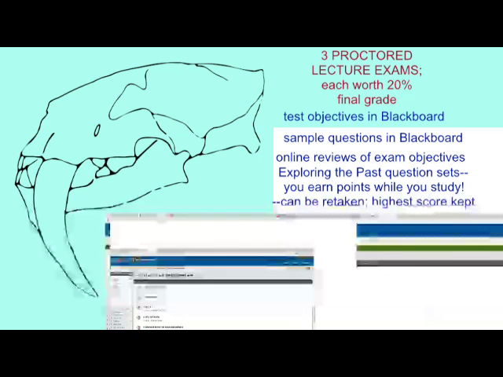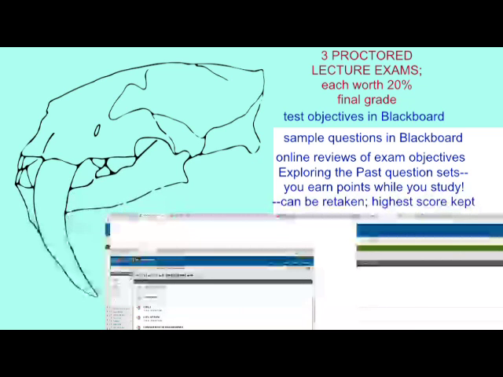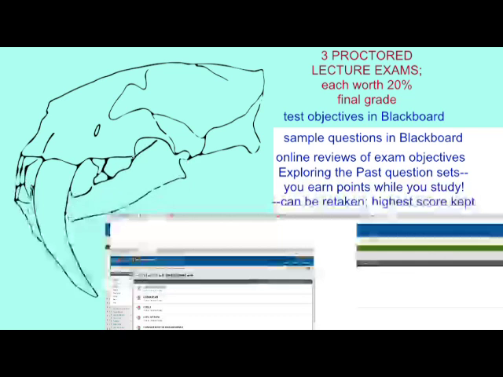So between knowing what the questions are, because you will have objectives provided for you, having sample questions, having reviews of each and every objective, and having question sets that you can use to practice and actually earn points while you study, the exam should go well for you.